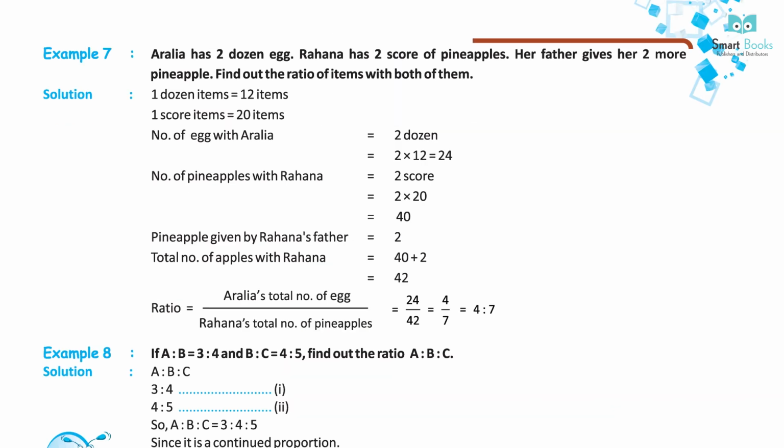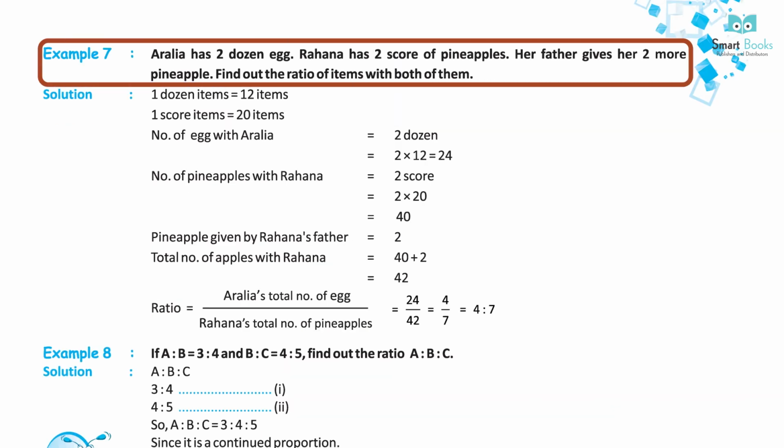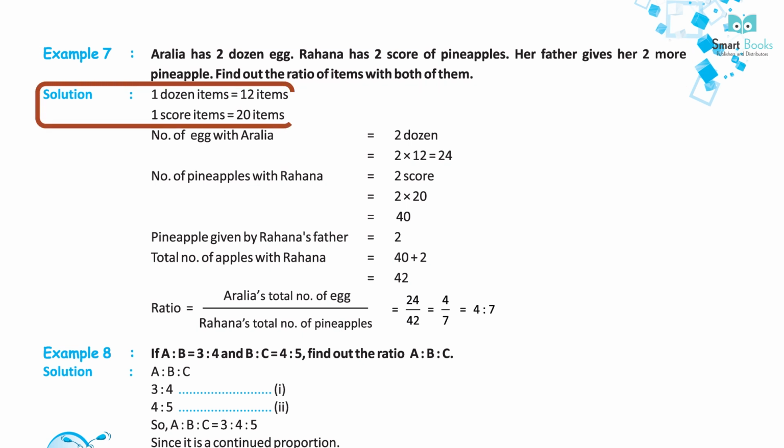2,142. Example 7. Aralia has 2 dozen eggs. Rahana has 2 score of pineapples. Her father gives her 2 more pineapples. Find out the ratio of items with both of them. Solution. 1 dozen items equals 12 items. 1 score items equals 20 items.